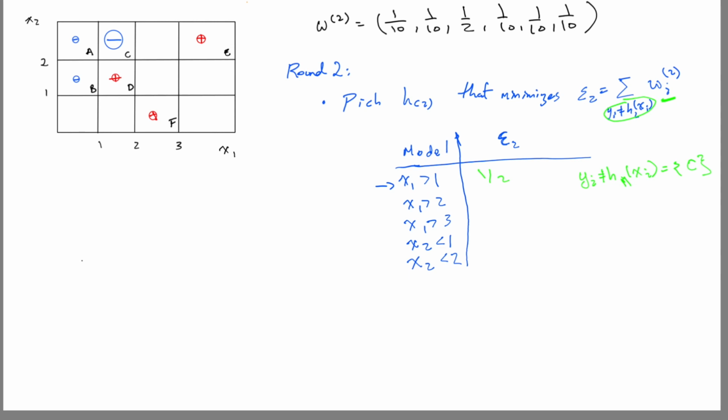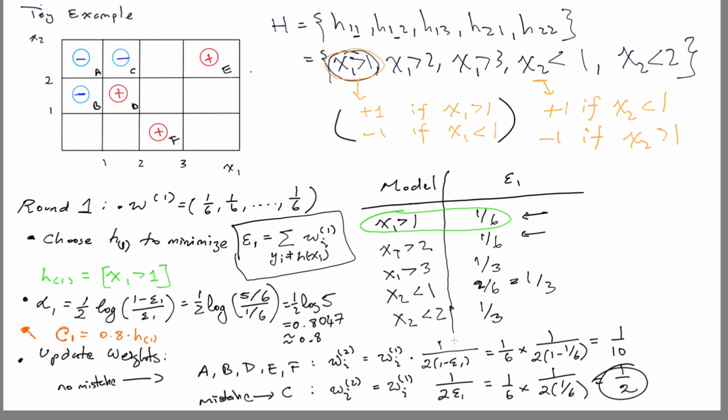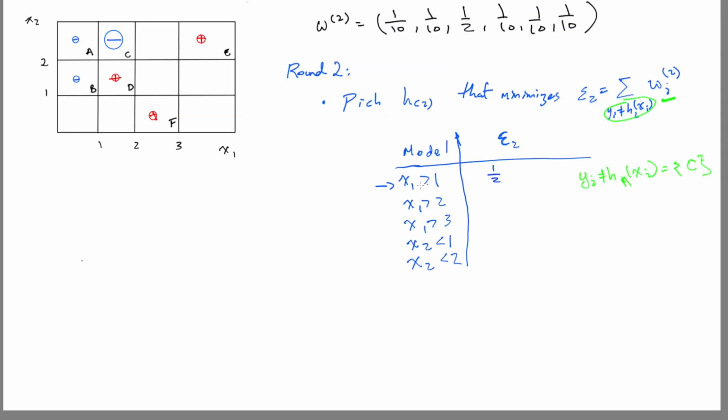The weight has given us a change in the way we look at the models. This model used to perform really well when they all had uniform weights. But now that we've changed the weights, it's going to do quite poorly. Actually, it's going to get an error rate of 50%. In fact, it's not even a weak learner anymore. It's worse than a weak learner.